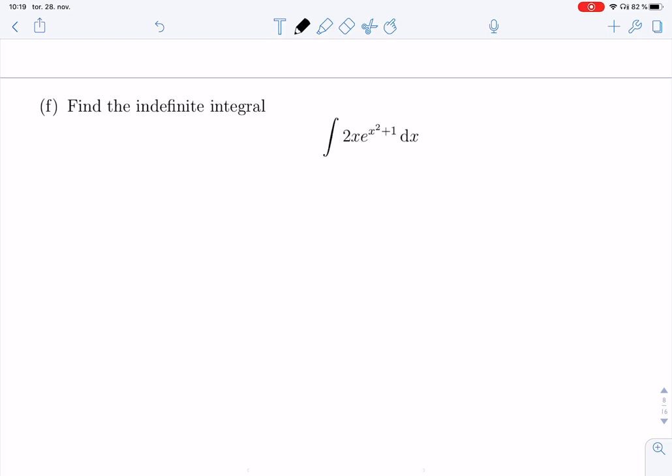Okay, here we need to find the indefinite integral. So you see that you have something here which makes things a little bit troublesome. But you see that the derivative of that is what you have outside. And that gives us an idea that you need to use substitution.